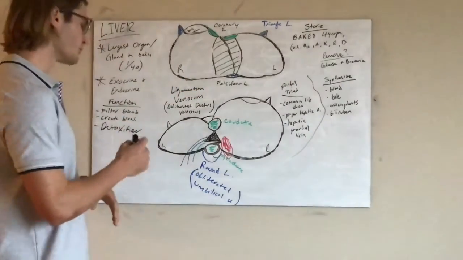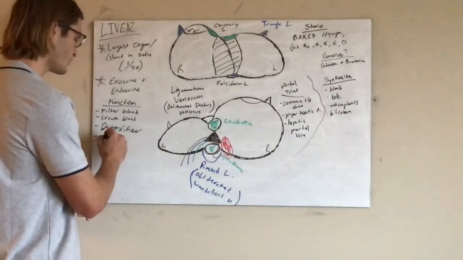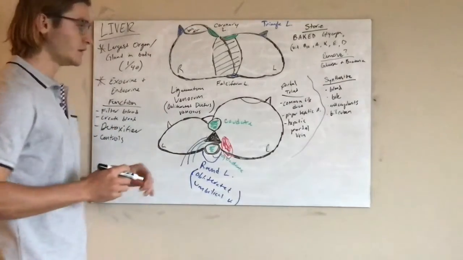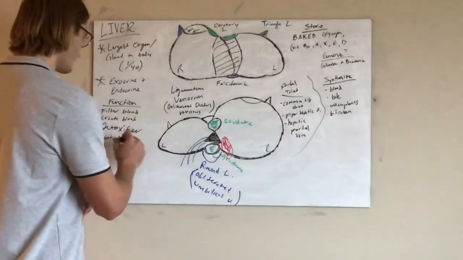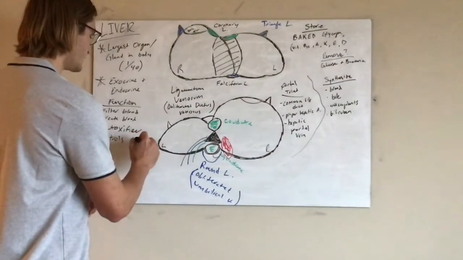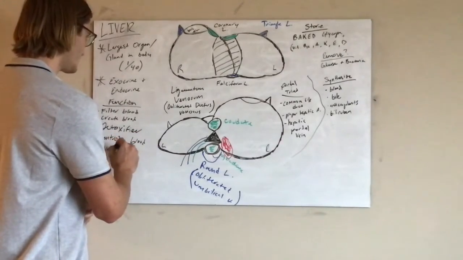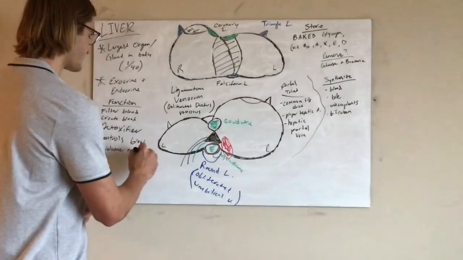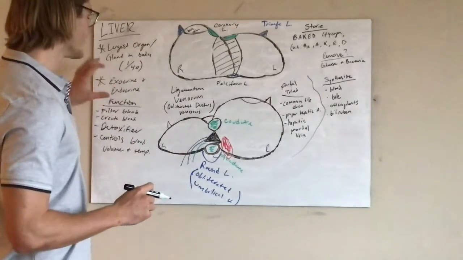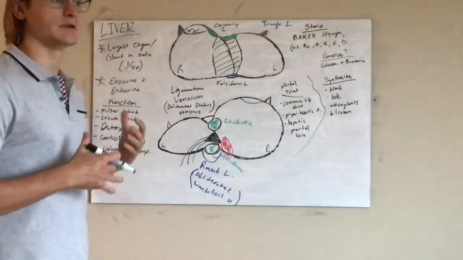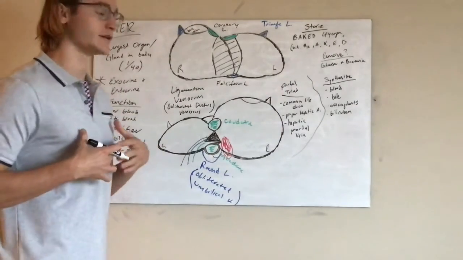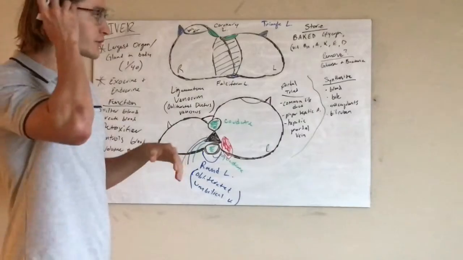So what else does it do to our blood? Well, it controls our blood volume and our blood temperature. So it has extremely important functions to our body, and it's an extremely important organ.